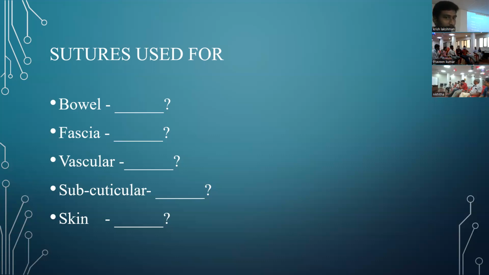PDS is one. Other one which is multifilament. Right. Okay, so what you should not use are natural sutures like silk, and non-absorbable sutures like prolene. Prolene, some people do still use, but we don't. Next, in fascia.